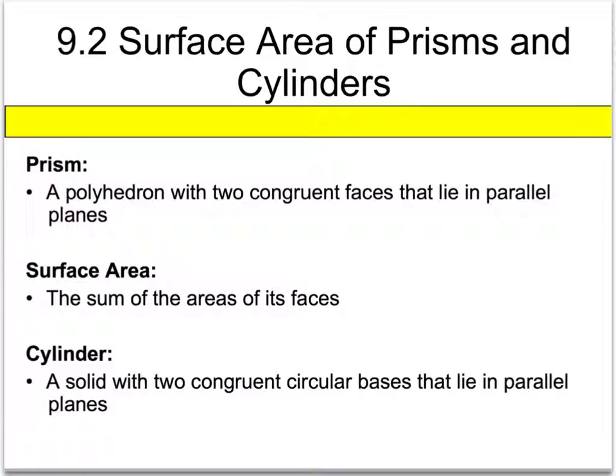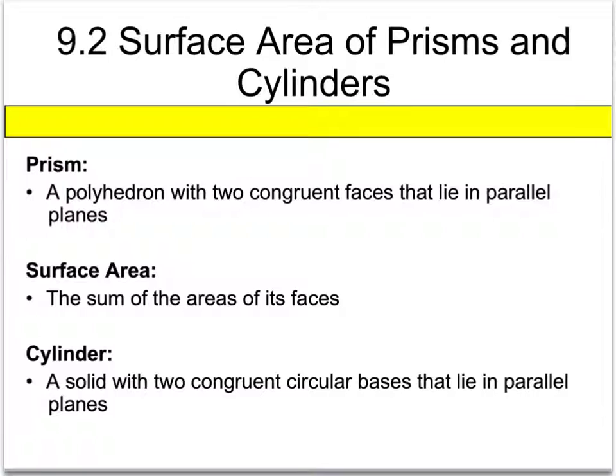Okay, a prism. A prism is a polyhedron with two congruent faces that lie in parallel planes. If you remember, polyhedrons are formed by four or more polygons that intersect at their edges. But just remember, you're going to have different types of prisms. Today we're going to be talking about both rectangular and triangular prisms, but the formula for all types of prisms is going to be the same to find the surface area.